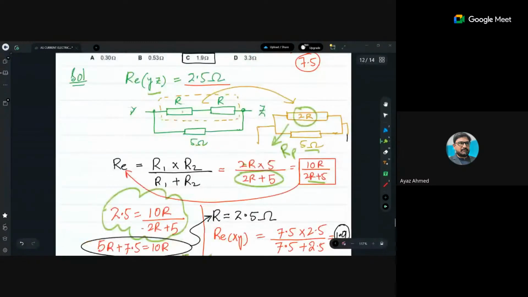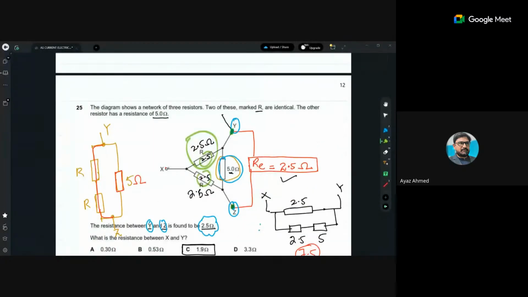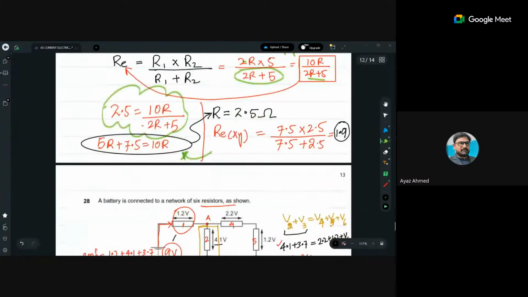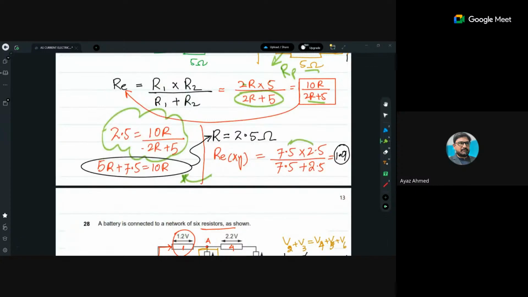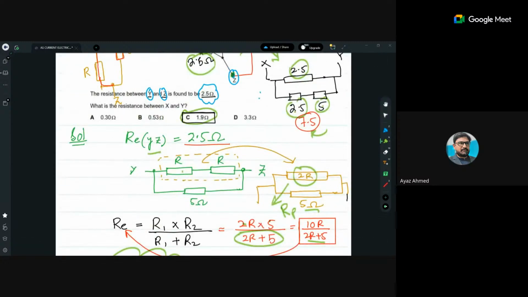Now there is a problem. You have to find the total resistance between X and Y. So here 5 ohm and 2.5 are in series. Check this one out. 5 ohm and 2.5 are in series, and this 2.5 is parallel to that. So 2.5 plus 5 is 7.5, and 7.5 is parallel with 2.5. So 2.5 into 7.5 divided by 2.5 plus 7.5, and 1.9 ohm is the total answer.